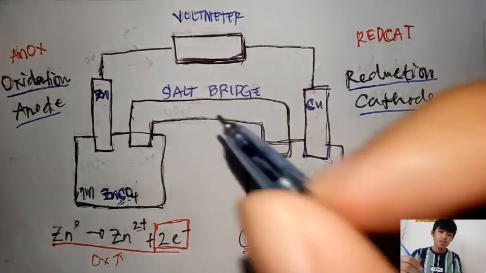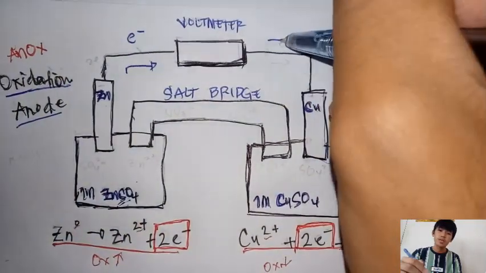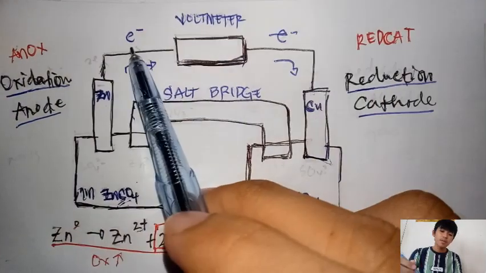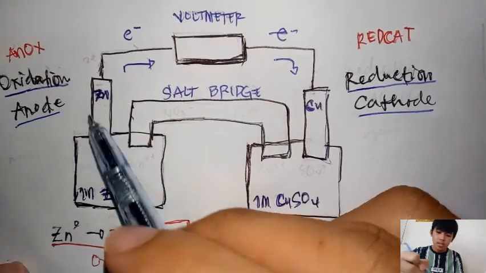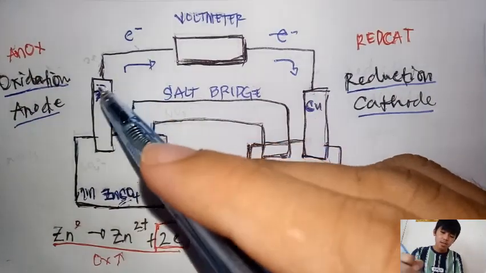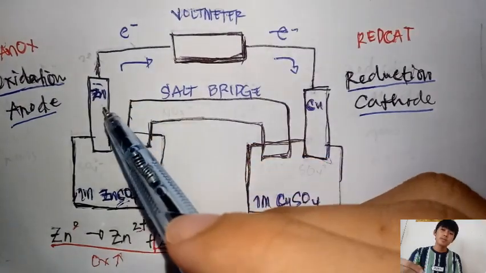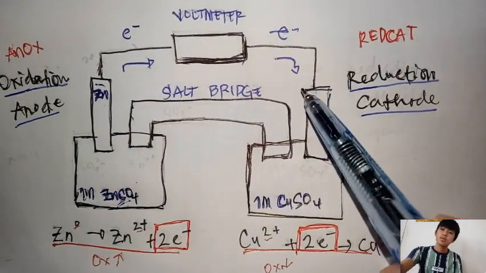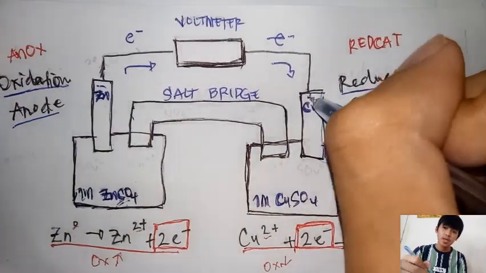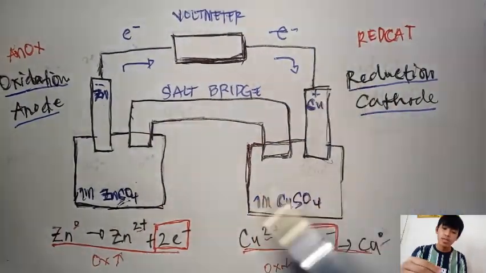So we now know that zinc is giving away its electrons. So electrons will flow from the anode towards the cathode. Because electrons are leaving, the anode has to be negatively charged, because electrons always leave from the negative terminal of the battery and flow towards the positive terminal of the battery. So the cathode has to be positively charged because the electrons are flowing into it.